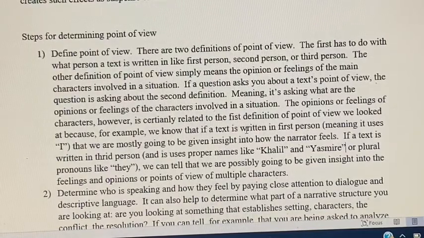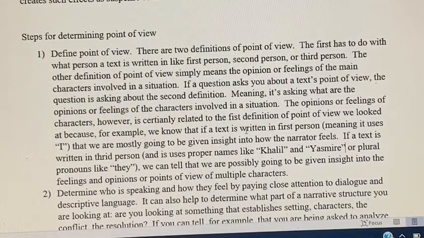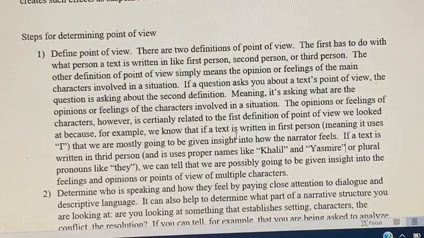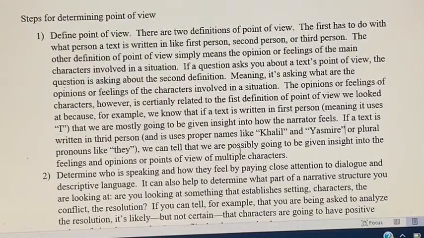The opinions or feelings of characters, however, is certainly related to the first definition of point of view we looked at because, for example, we know that if a text is written in first person, meaning it uses I, we're mostly going to be given insights into how only the narrator feels. So anything with an I, we already know the point of view is only going to be mostly from that one person's perspective. If a text is written in third person and it uses proper names like Khalil and Yasmir or plural pronouns like they, we can tell that we're possibly going to be given insights into the feelings and opinions or the points of view of multiple characters.